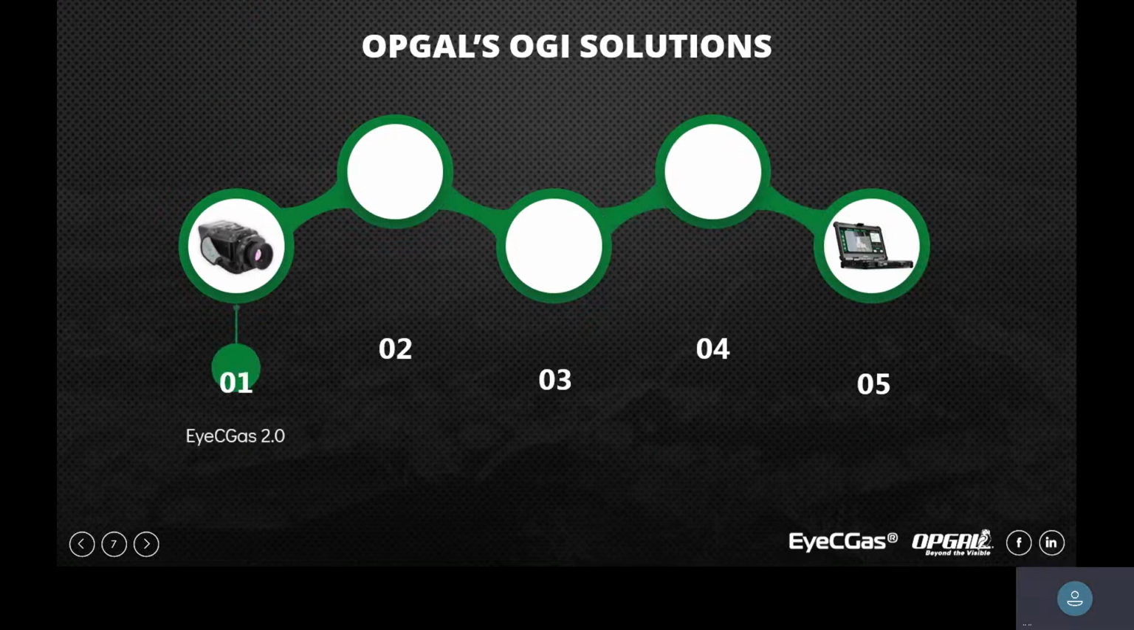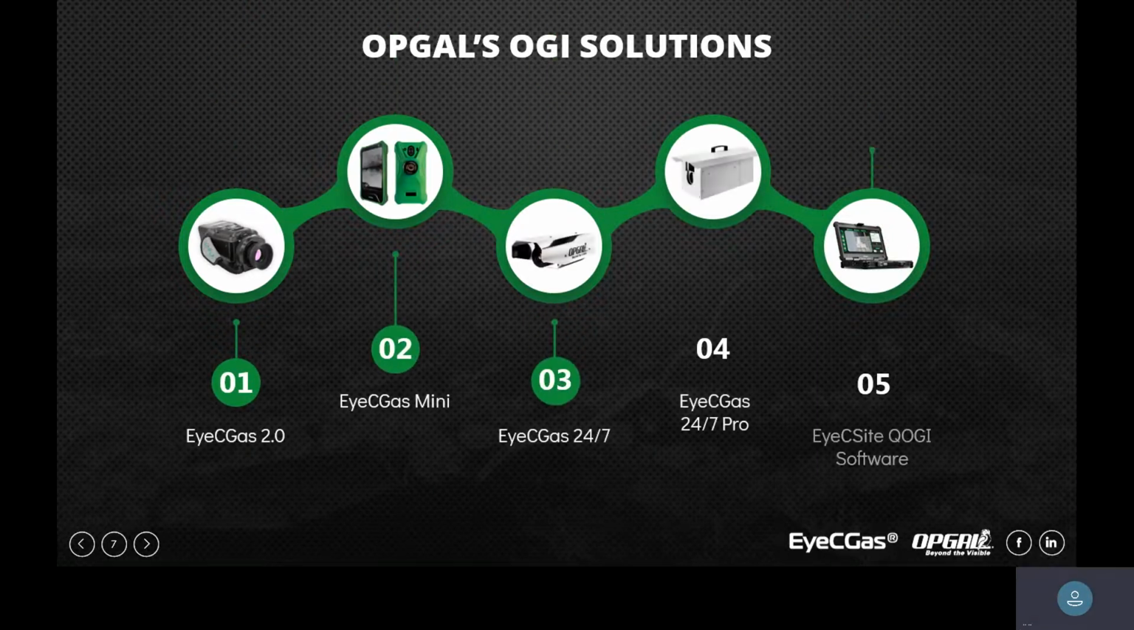So what does OPGAL have? We have a full suite of OGI technologies in the mid-wave IR and long-wave IR. This is the cooled OGI EYECGAG 2.0. This is the center of our talk today. This is the one that has the replaceable filters. We have the long-wave IR, lower cost, much lower sensitivity, just for methane. It's a phone-size camera. We call it EYECGAG Mini.